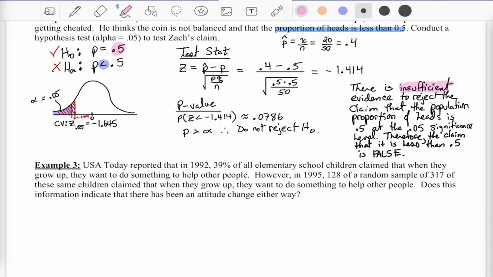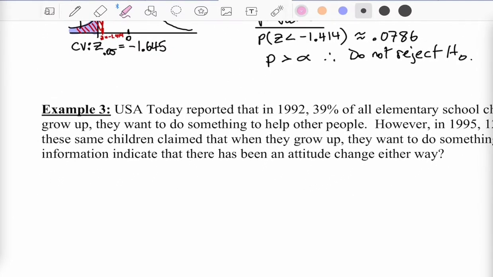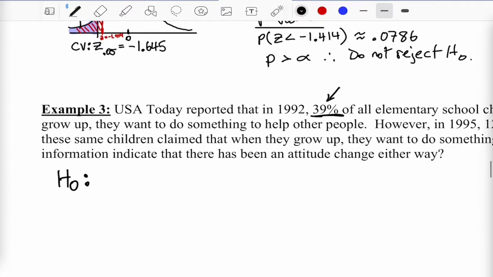So my null hypothesis would be the status quo. We would establish 39% as the status quo. That's the long-standing rule or belief. It's not that long-standing, but that's what we're comparing against. We have information that suggests that it's not just a 50-50 situation. So my default is that p is equal to 0.39. Alternatively, there's been an attitude change either way.